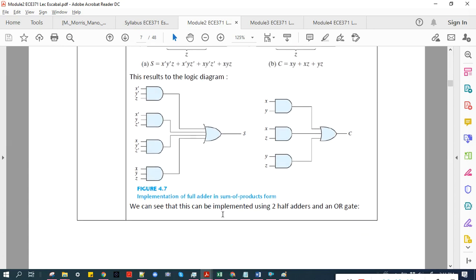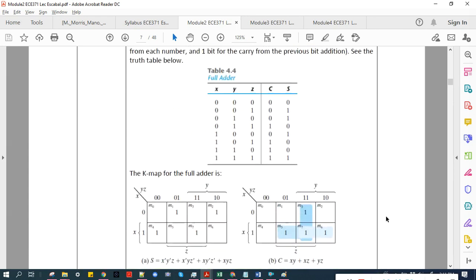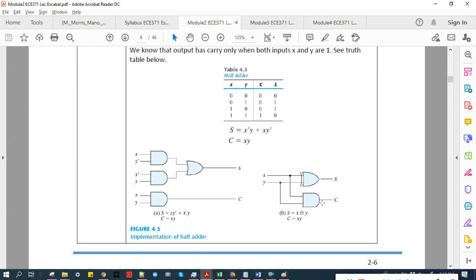We can see that this can be implemented using 2 half adders and an OR gate. What was the circuit for the half adder? This is the half adder.